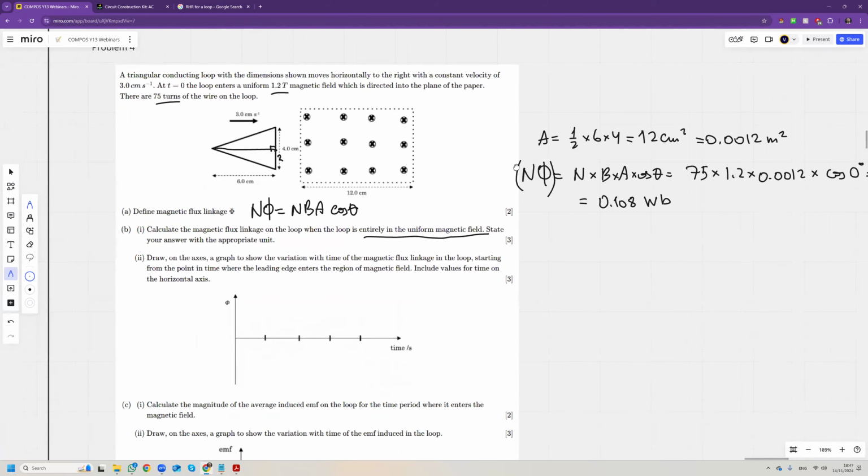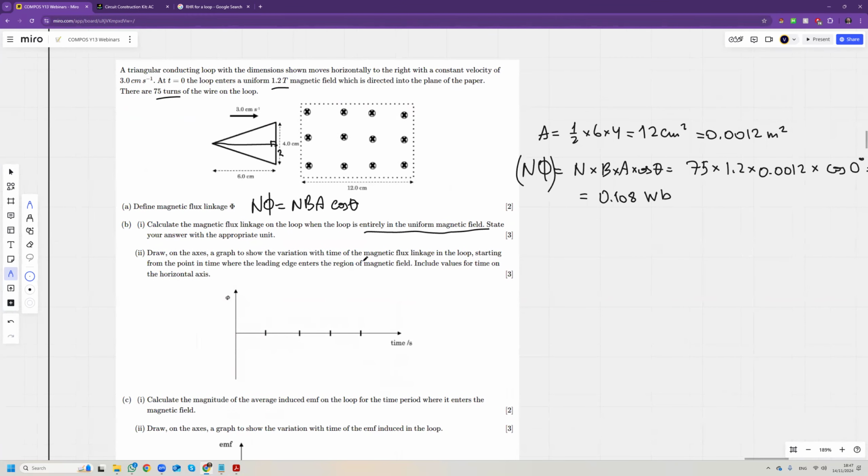Draw on the axes a graph to show the variation with time of the magnetic flux linkage in the loop, starting from the point where the leading edge enters the region of the magnetic field. So when it touches, the flux starts to increase. But it starts to increase at a decreasing rate.